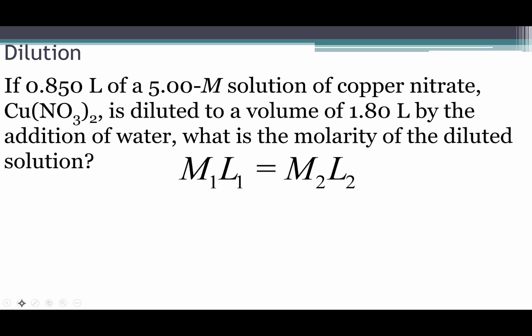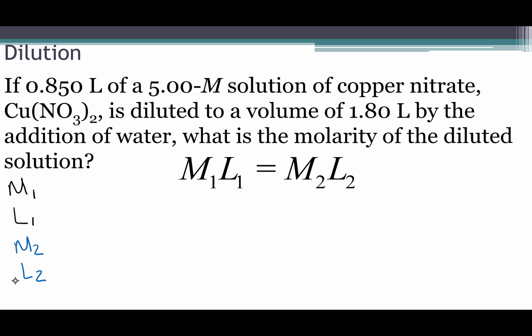So let's take a look at an example together. We have a 0.85 liter solution of 5 molar copper nitrate. It is diluted to a volume of 1.8 liters by the addition of water. What is the molarity of the diluted solution? So again, with any equation type problem, I like to take inventory of what we know and what we're trying to solve for. So we have M1, we have L1, and then we're going to have M2 and L2.